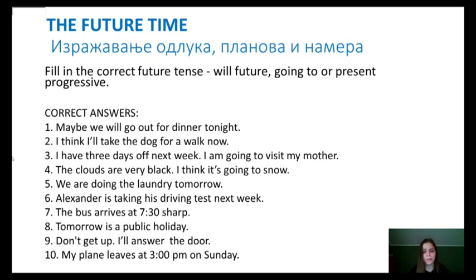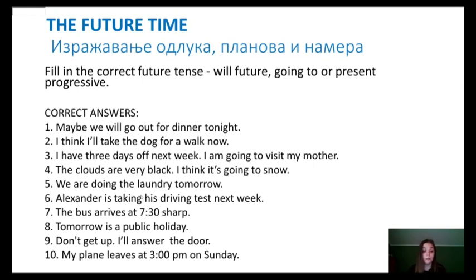4. The clouds are very black. I think it's going to snow. This is an example of prediction based on the present evidence. So, the clouds are very black, it's going to snow. Dakle, ovo je neka predviđanje da će pasti sneg na osnovu dokaza koje imamo u trenutku govora.